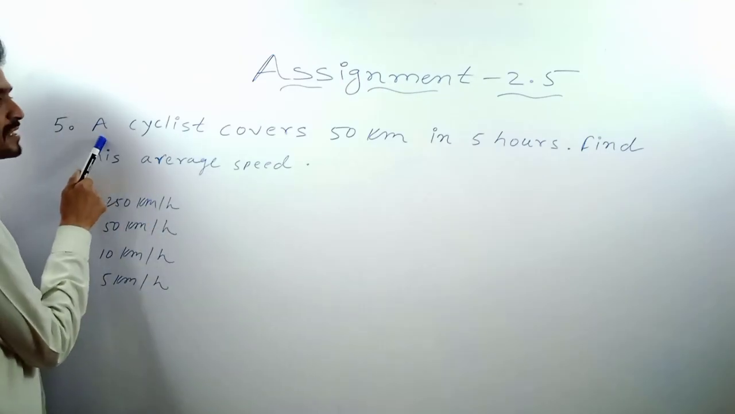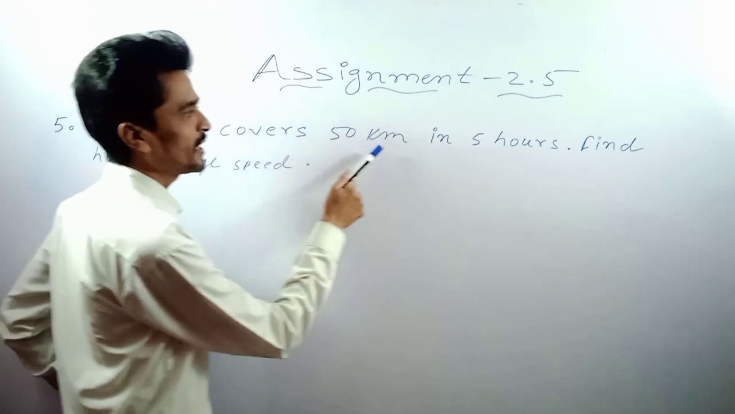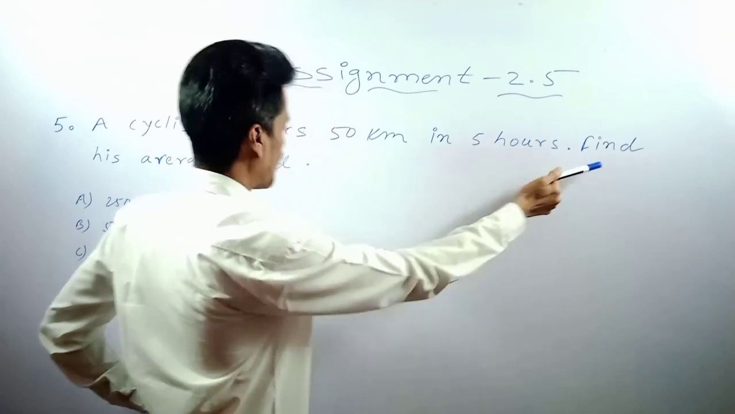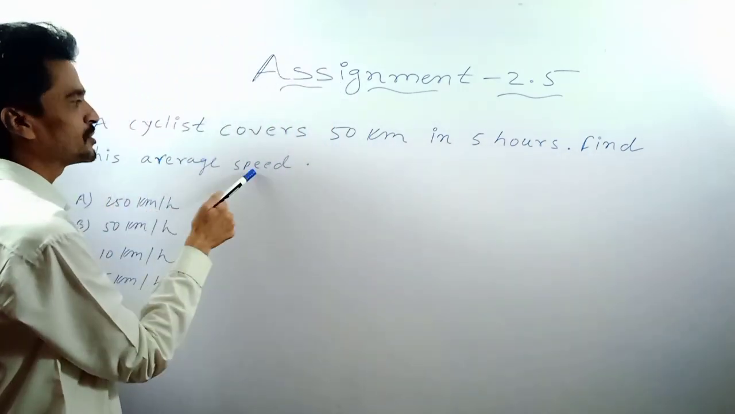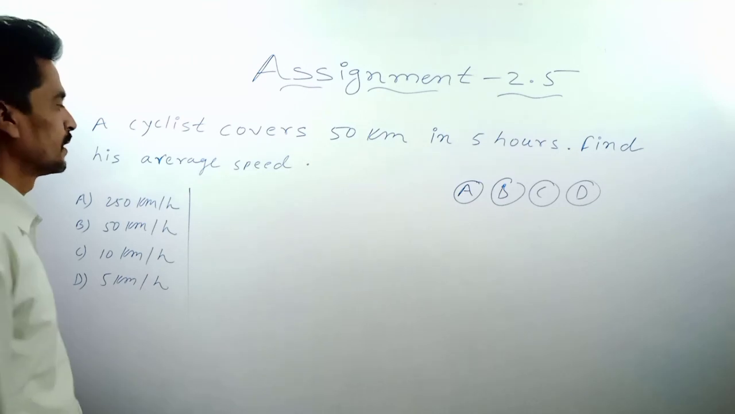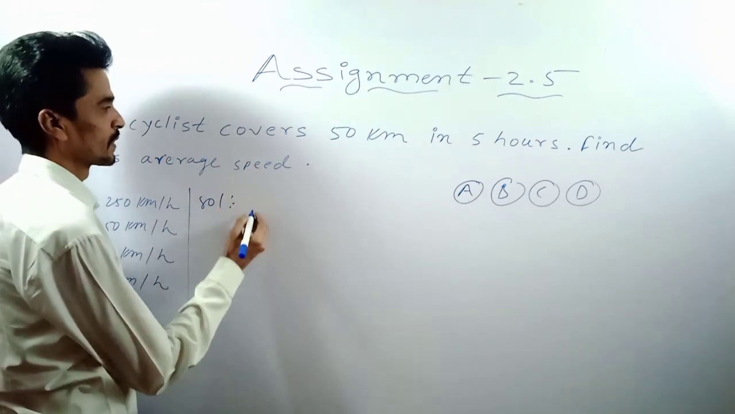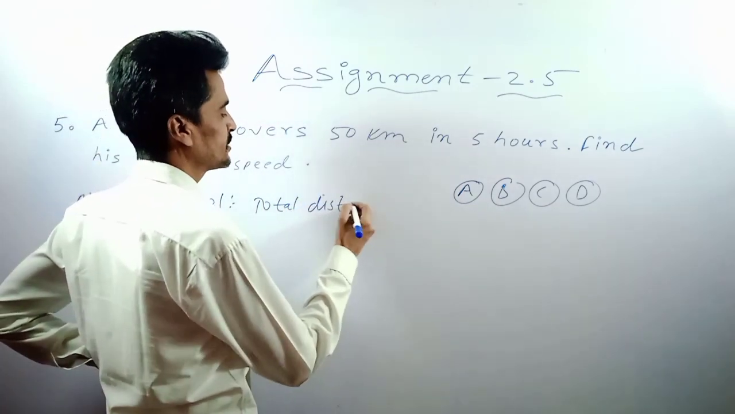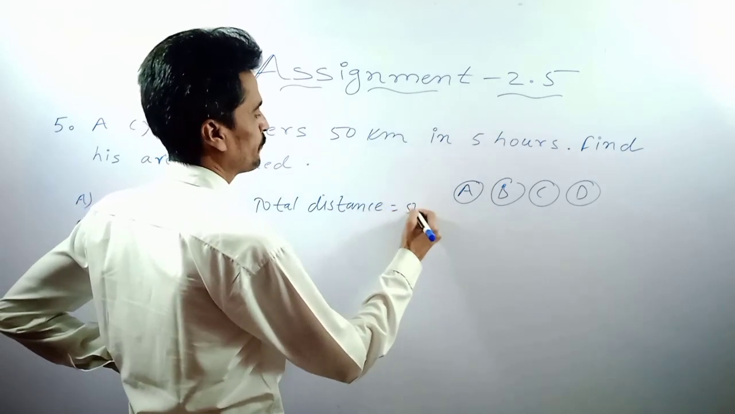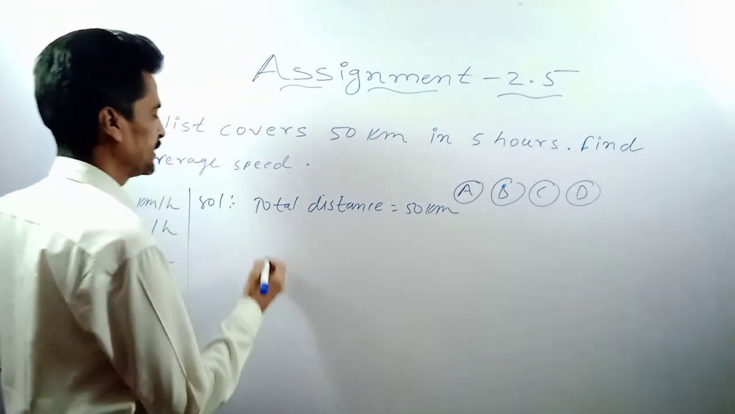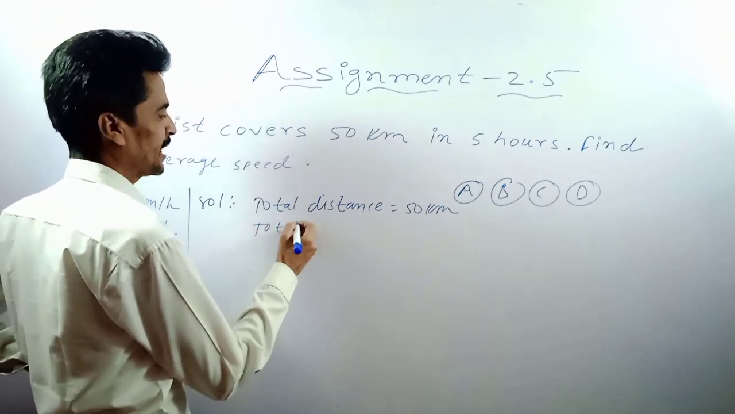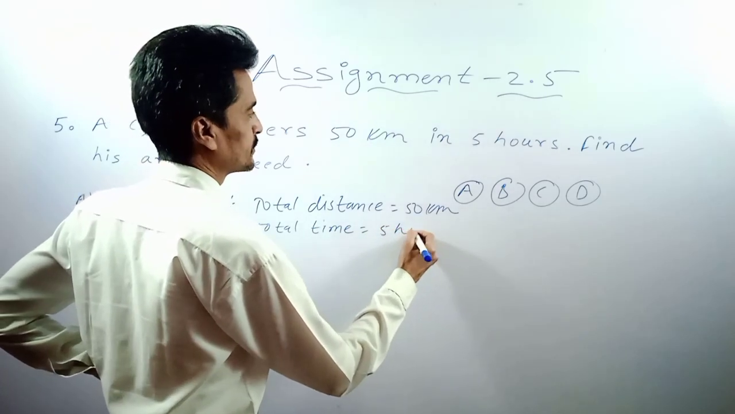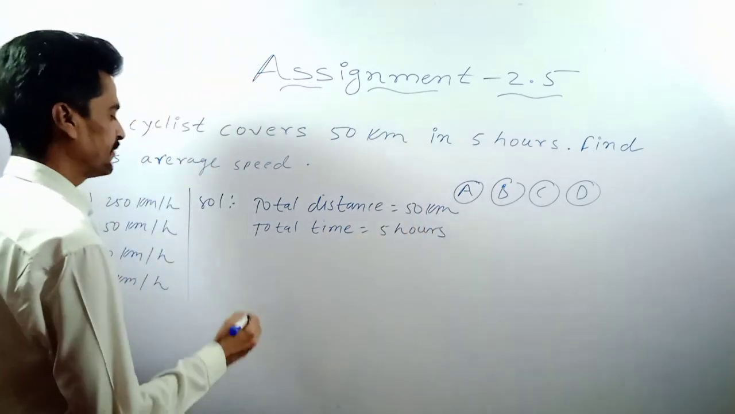Fifth problem is here. A cyclist covers 50 kilometers in 5 hours. Find his average speed. So solution is here. Total distance, how much he covered? Total distance equals 50 kilometers. And total time he taken, 5 hours. So find the average.